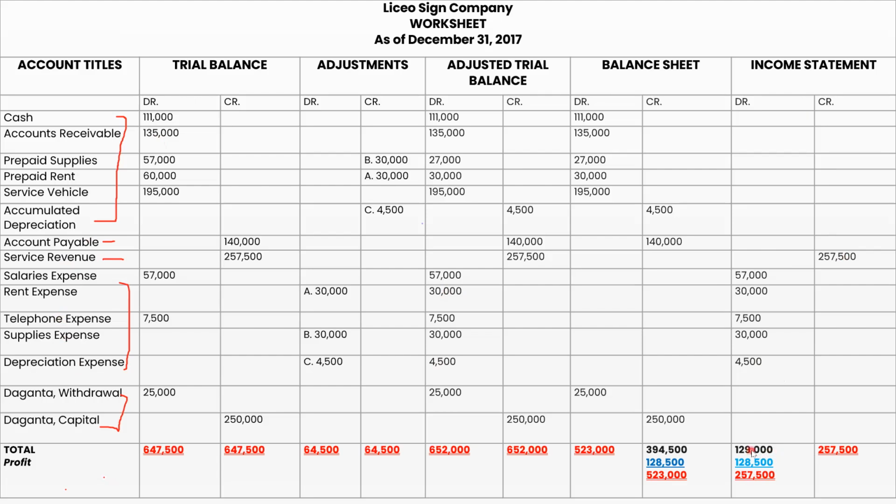Difference nung dalawa, 129,000 minus 257, di ba? Ano nga yung sa exercise natin kanina? Income minus expense equals profit or loss. In this case, anong meron tayo? Mas mataas yung revenue nyo, mas mataas yung income, which is 257,500, less 129,000 na expenses. You have a profit of 128,500, which is if ito total nyo siya sa 129, it's 257,500, which is equal to the credit side ng income statement.